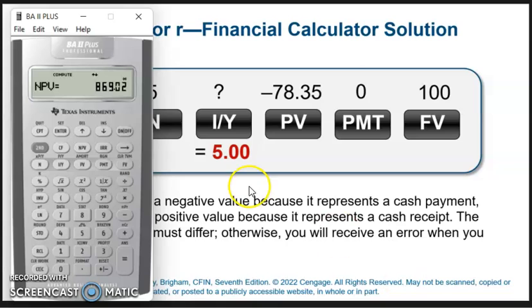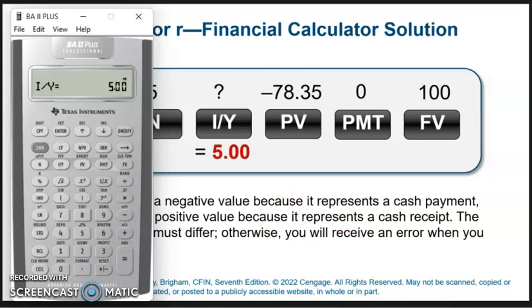Let's do it on our calculator. So 5 N, 78.35 plus/minus. That's PV, and then 0 payment, and then 100 future value. Then we compute I/Y and get 5%.